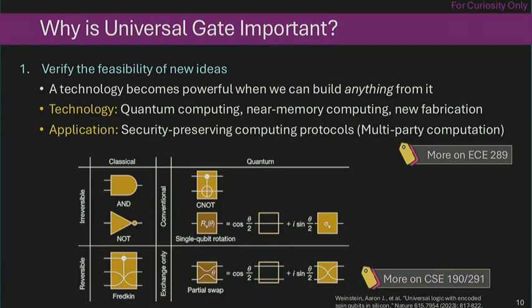And also, people apply this kind of ideas, analysis of universal set when they develop things like privacy preserving computing. Have you heard about it? Multi-party computation, homomorphic encryption. Right? It's essentially a way for us to do some computation without leaking our secret.